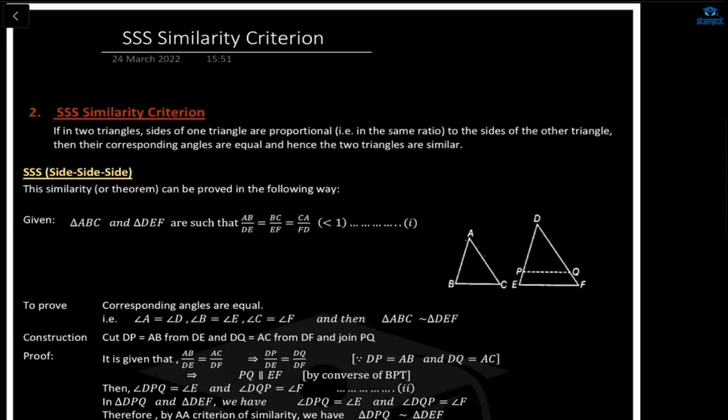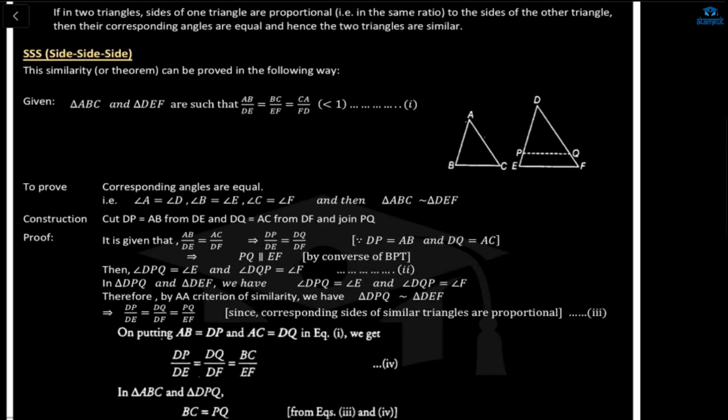It is given to you. That means AB by DE is equal to AC by DF is equal to BC by EF, so all three sides are in ratio. Now you have to prove that angle A is equal to angle D, angle B is equal to angle E, angle C is equal to angle F, so that triangle ABC is similar to triangle DEF. Now how are we going to do this?